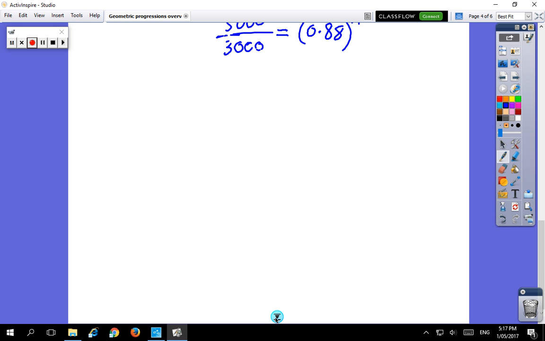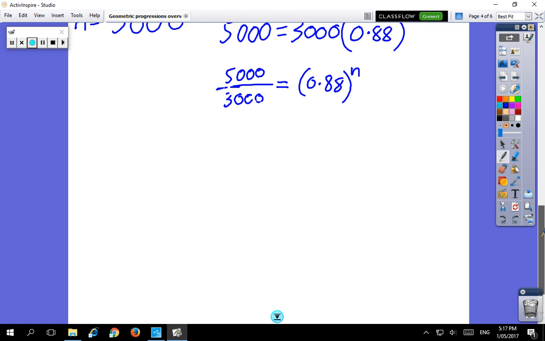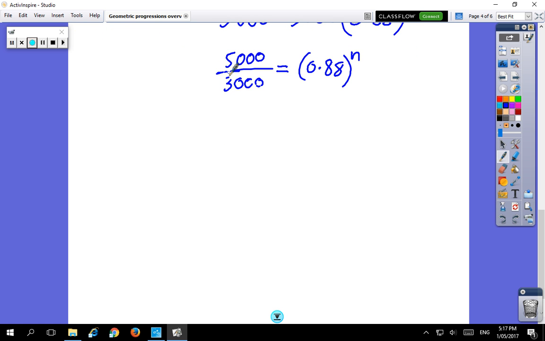Now at this point, there are two ways of doing this. Some people really like to use the guess and check method. They work this out as a number, which is 5 on 3, 1.6 recurring, equals 0.88 to the n. And some people will just write 0.88 and guess and check values of n until they get this number or something close to it. If that is your preferred method, you can use that method.